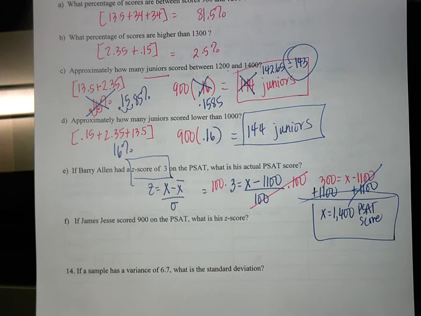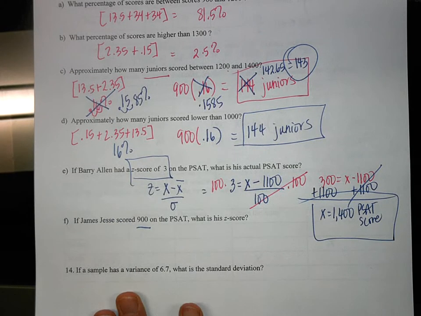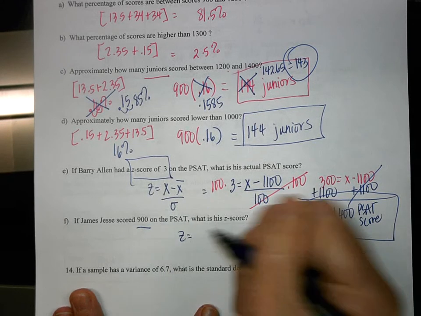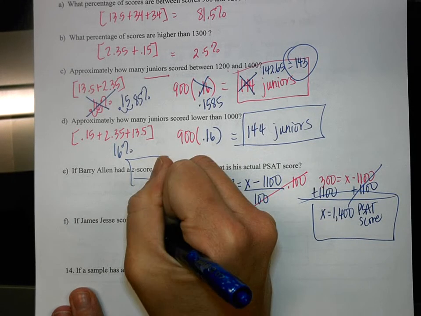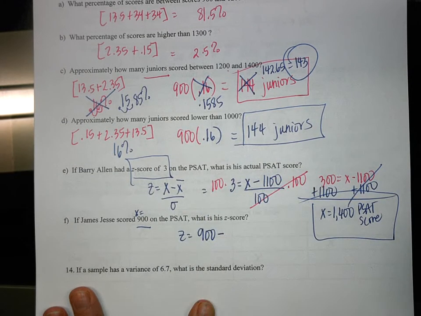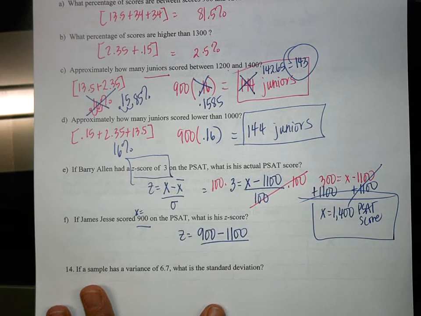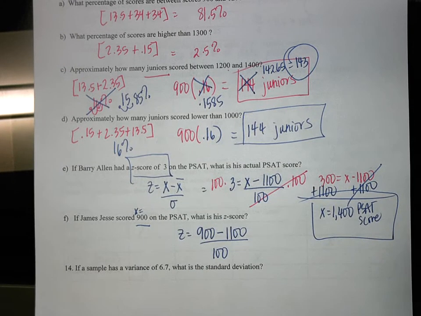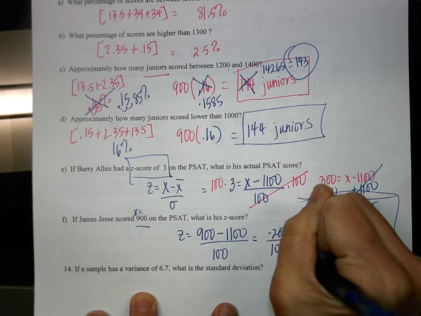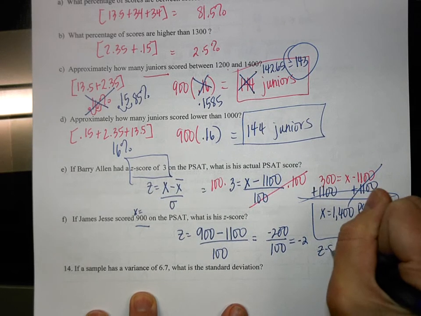Okay, F, if James Jesse scored 900 on the PSAT, what is his z-score? So again, same formula, but this time we know the score, which is 900, and that's like our x value. X equals the 900. So we're going to go 900 minus, we know our mean, again, it's up at the top, is 1,100 divided by our standard deviation, which is 100. 900 minus 1100 is negative 200, and negative 200 divided by 100 ends up equaling negative 2. So on this, the z-score equals negative 2.